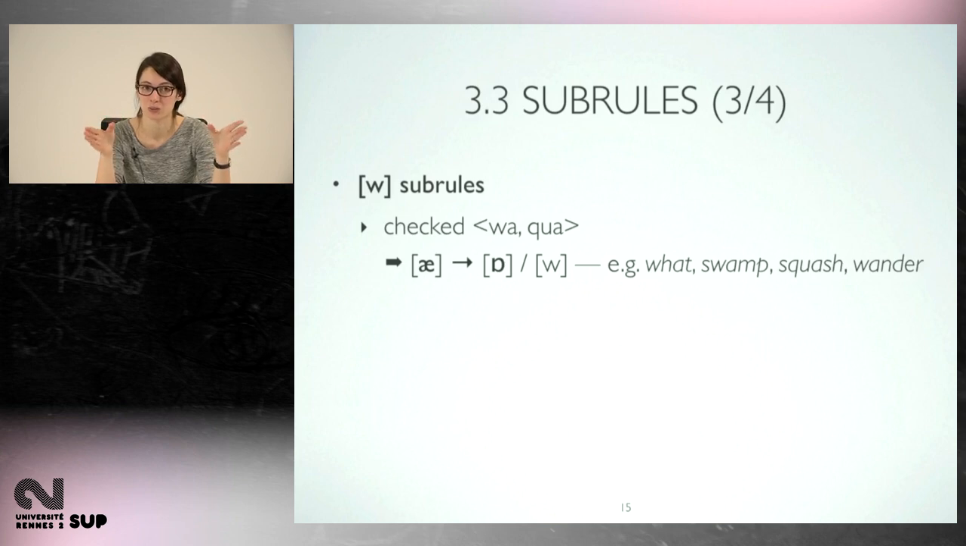In Southern British English, you say what, swamp, squash, and wonder with the rounded vowel, because the W in writing, sometimes you can see that it's actually QU, so that's why there are different possibilities in spelling, but these two spellings are actually realized as W. The W sound influences the pronunciation of the vowel, which is rounded.